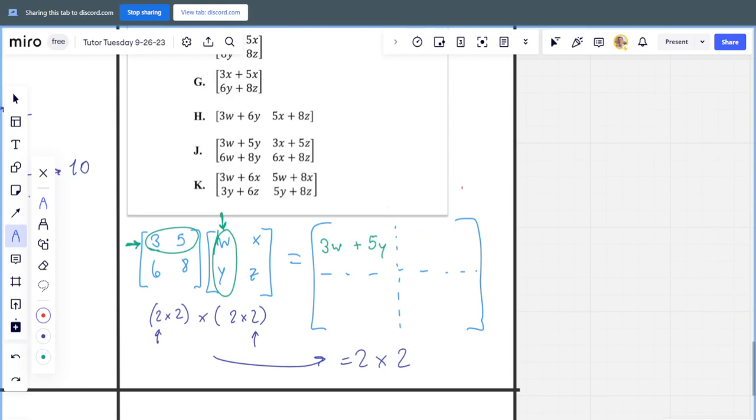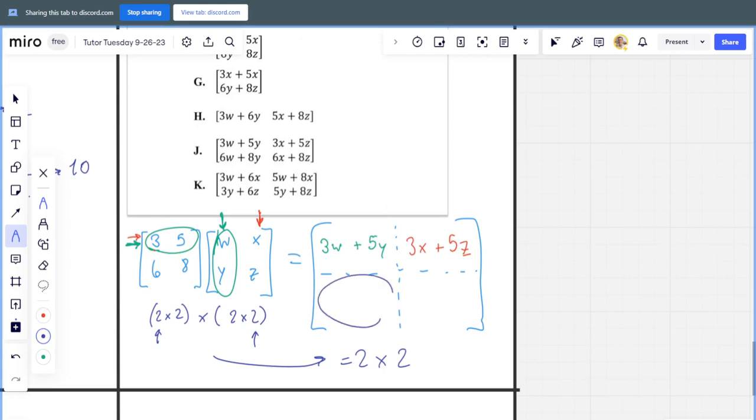Now this element right here is our first row, second column. So we're going to take the first row of values right here, and the second column of values right here. So that's going to be 3 times x plus 5 times z.